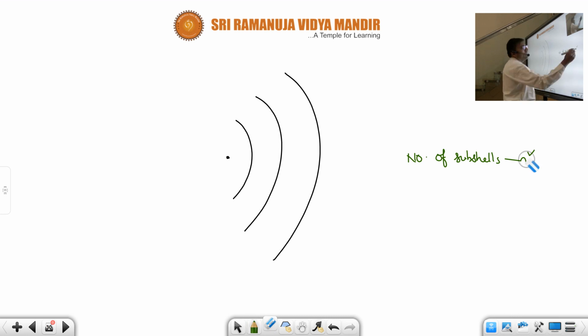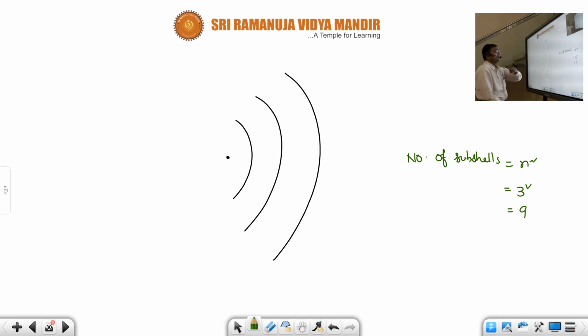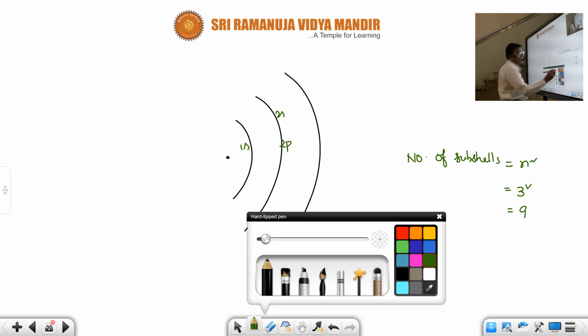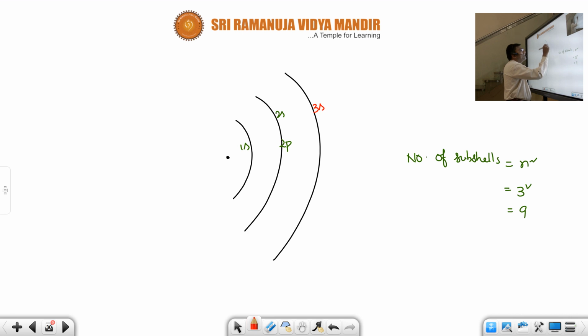It is n square first. Okay, now let us see here. It is n square, so 3 square, that is 9. So 9 orbitals should be there. Let us see how 9 are there. Now this is 1s already you know. 2s and 2p already finished. Now these are 3s, 3p, 3d.